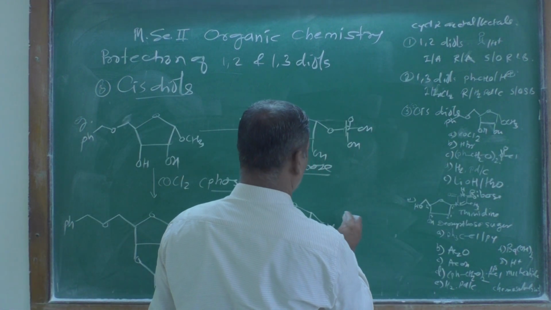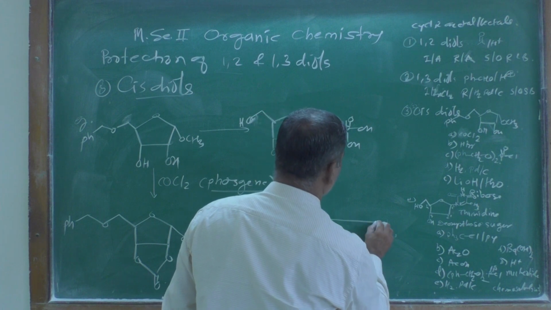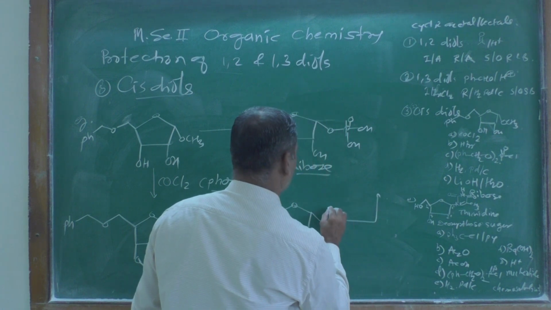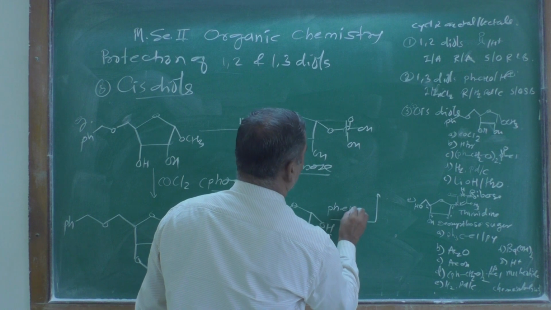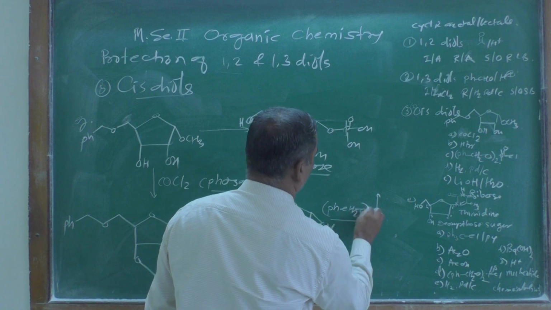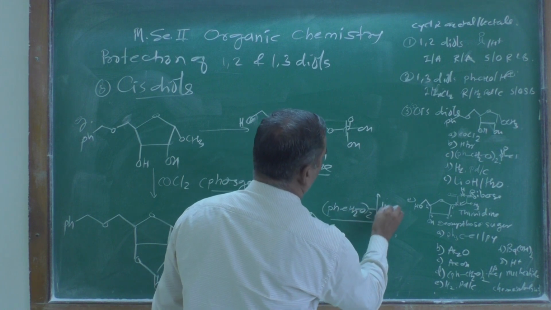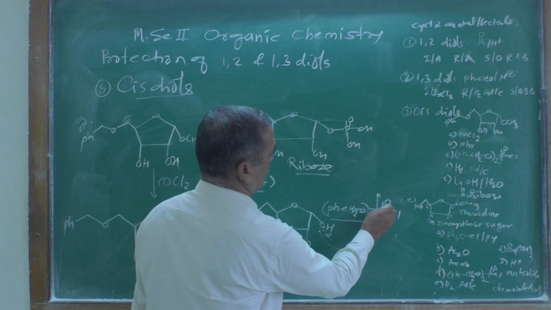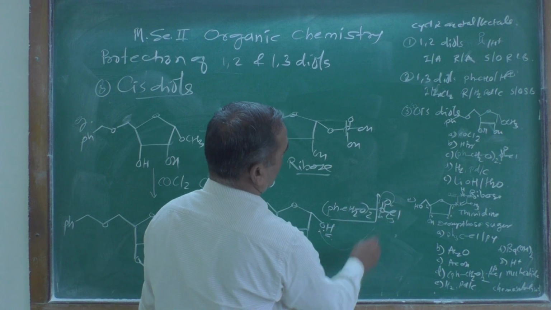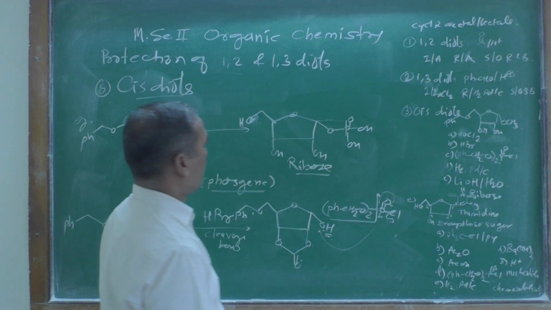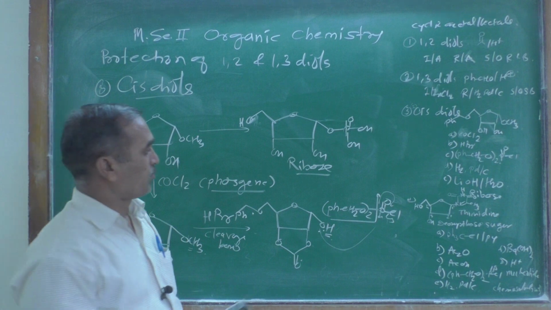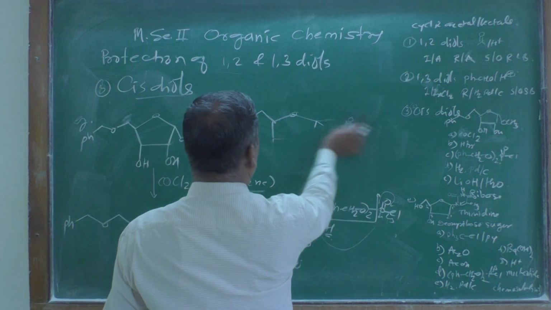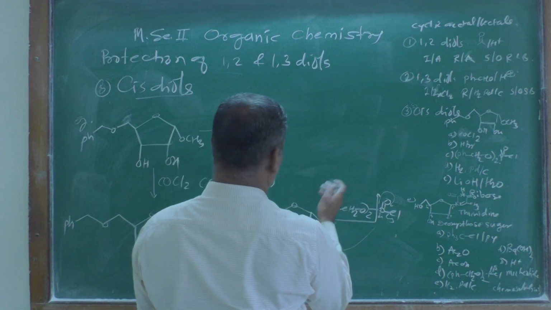What do you get if you treat with this compound? PhCH2O twice, then P double bond O, Cl. This type of compound: the OH is going to attack the phosphorus, and then Cl departs. And what are you going to get here? You are going to get this type of product.